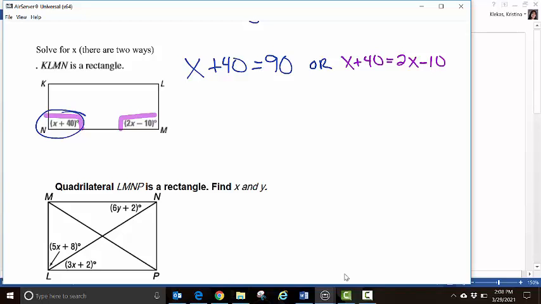I'm going to solve the easier one because I want to be lazy. But either way, yeah, I have a lazy lady. That's exactly it. X is 50, and so I'm done.